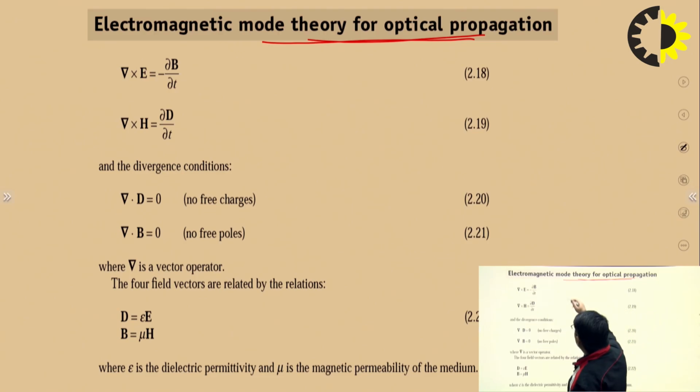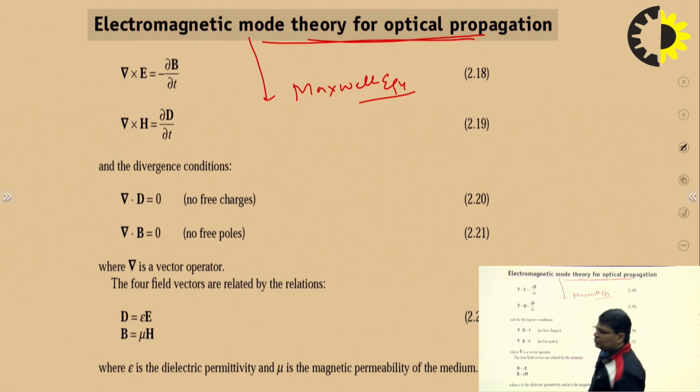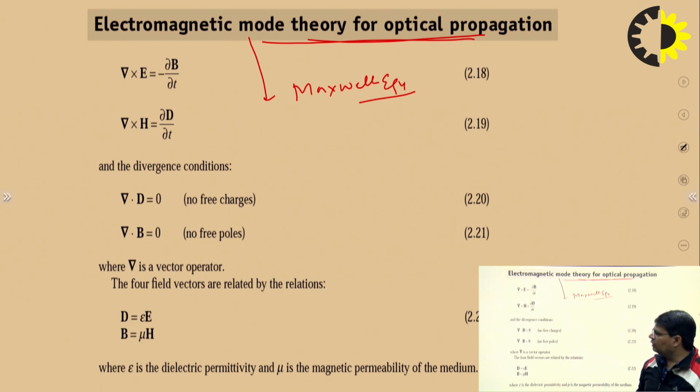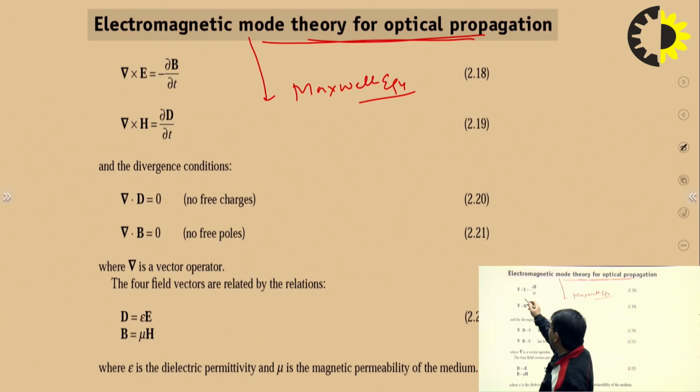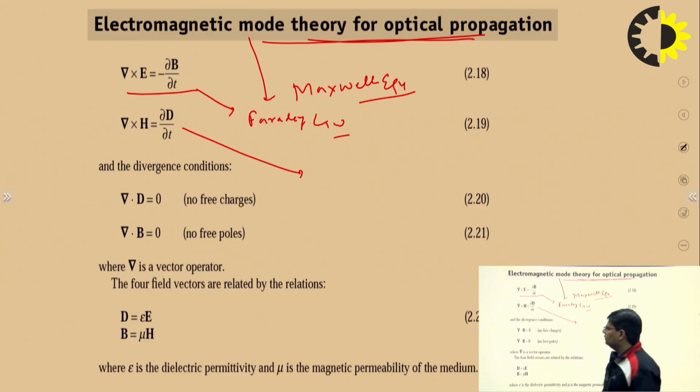So to study the electromagnetic mode theory we use the Maxwell equations. Fundamental Maxwell equations of electromagnetic mode theory are used here. So this is the first equation, del cross E equal to minus curly B by curly T. This is Faraday law. Del cross H equal to curly D by curly T. This is Ampere law.